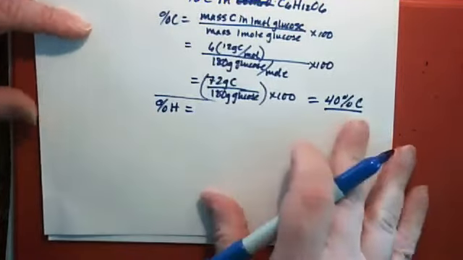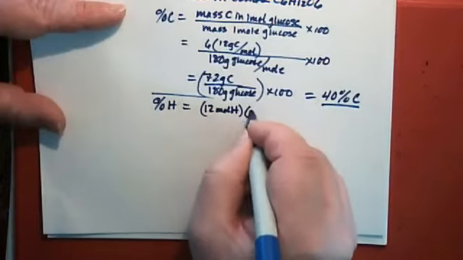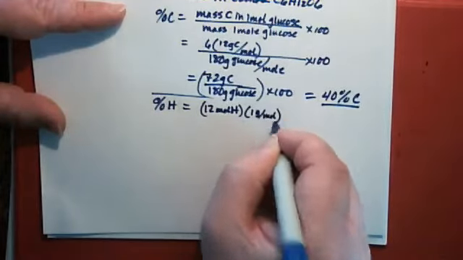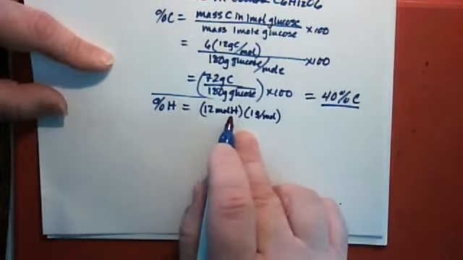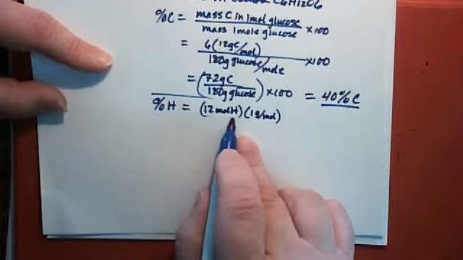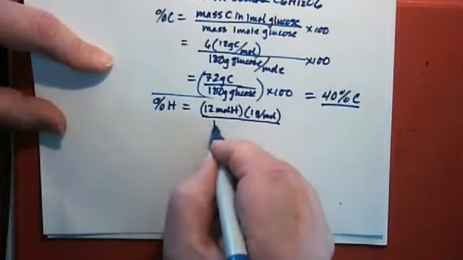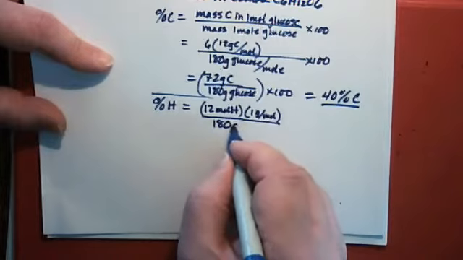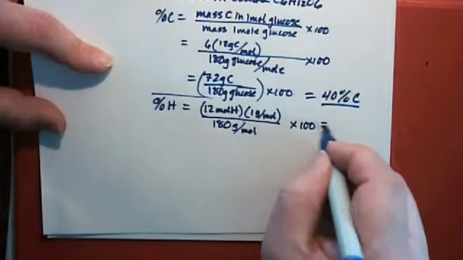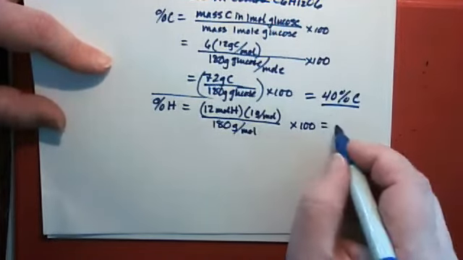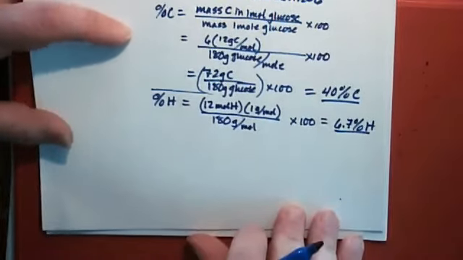We could also find the percent hydrogen in glucose. So we find the mass of hydrogen in each molecule. There are 12 hydrogens for each molecule of glucose. So that means for a mole of glucose, there would be 12 moles of hydrogen at 1 gram per mole, divided by, again, the molar mass of glucose, 180 grams per mole, times 100. And 12 over 180 would be 6.7% hydrogen.